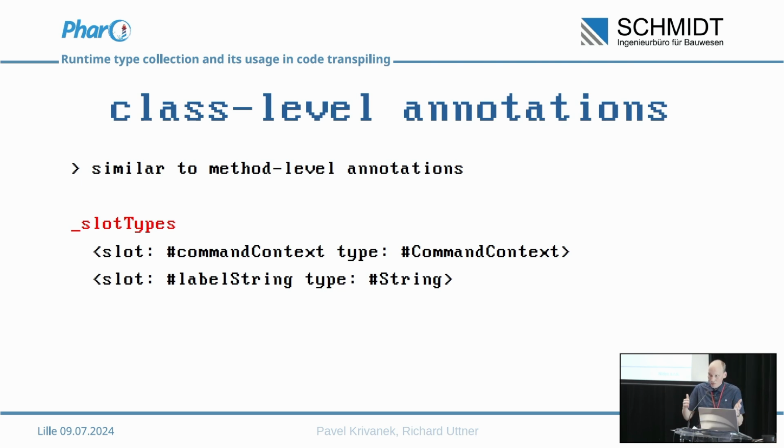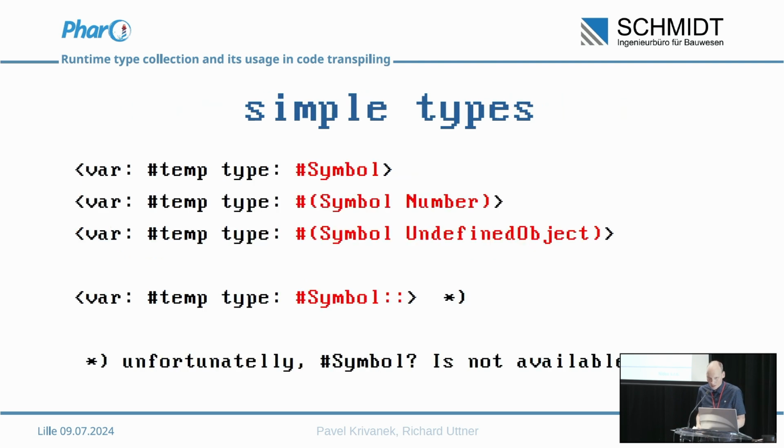Of course, you also need to type the slots, the instance variables. And for that, we use a special method named underscore slot types. Those methods contain the set of pragmas that describe the instance variables. They have a very similar form to the pragmas that are inside methods.